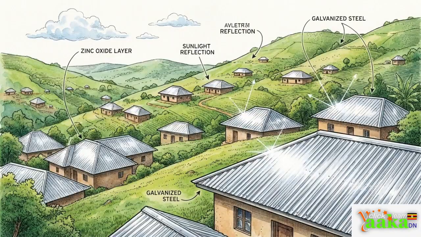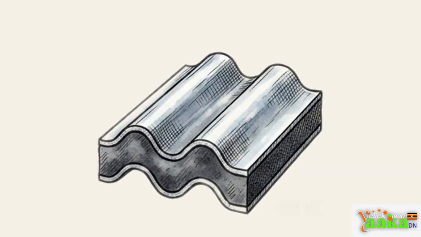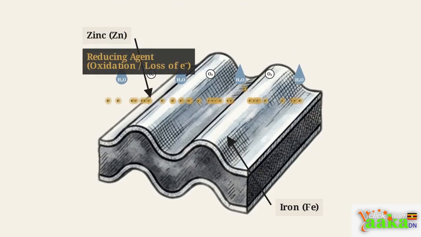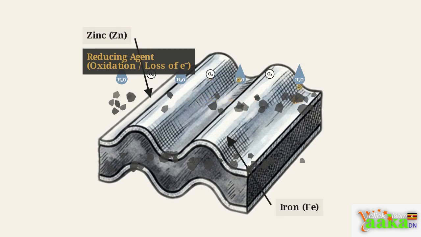But for long-term survival, industries rely on a more permanent method for the corrugated roofs used across Uganda: galvanization. This cross-section shows exactly how galvanization works. The vulnerable iron core is encased entirely in a protective layer of a more reactive metal, like zinc. Zinc acts as a powerful reducing agent. Through a process called sacrificial protection, the zinc willingly sacrifices its own electrons to the surrounding water and oxygen. Because the zinc pays the electron debt, the iron core remains completely intact.